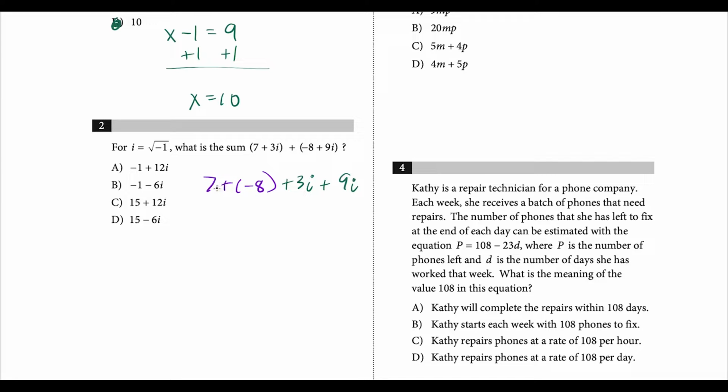And now if we combine here, 7 plus negative 8 is negative 1. And then if we do the imaginary part, 3i plus 9i is 12i. So this is going to match with choice A.